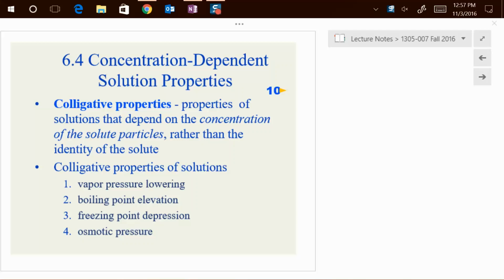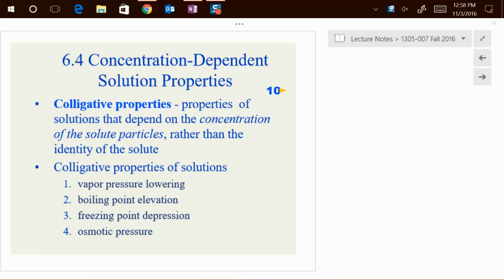All right, so we're going to continue in Chapter 6 talking about solutions, and with that we're also going to talk about colligative properties, which are concentration-dependent properties of solutions that depend not on the identity of the particle that's being dissolved, but on how much there is. Okay? So these physical properties will change based on how much of the solute there is in solution. We call these the colligative properties.